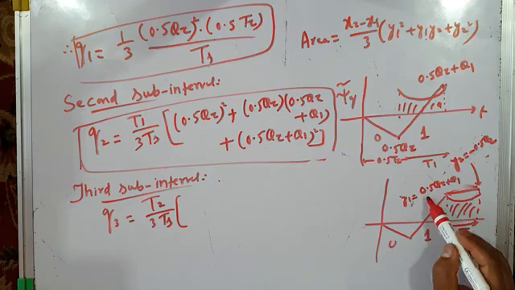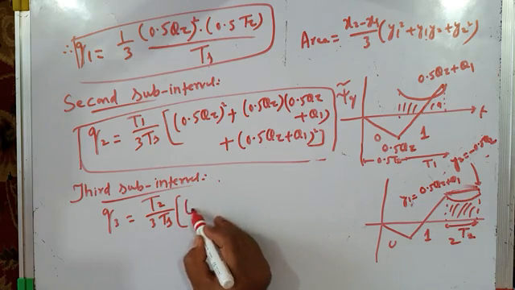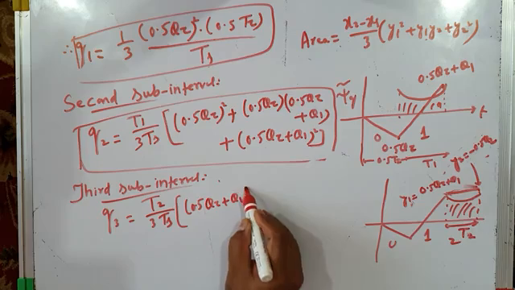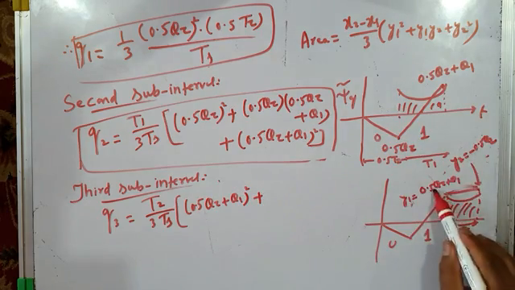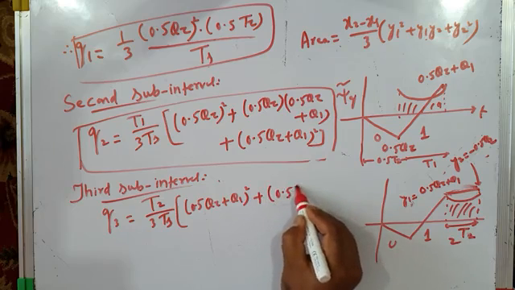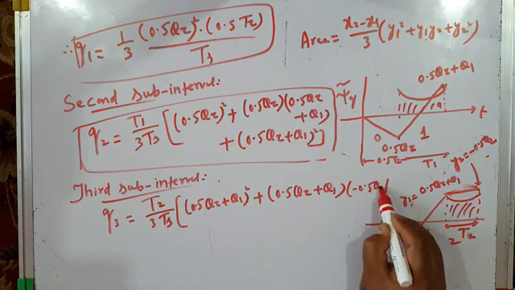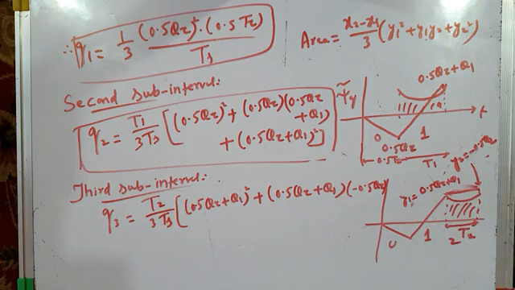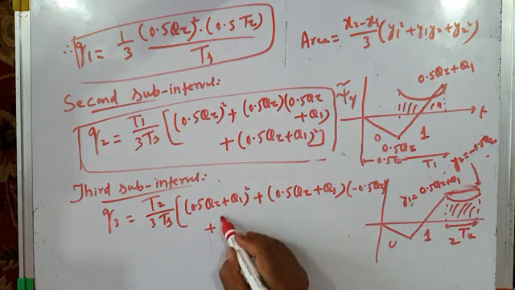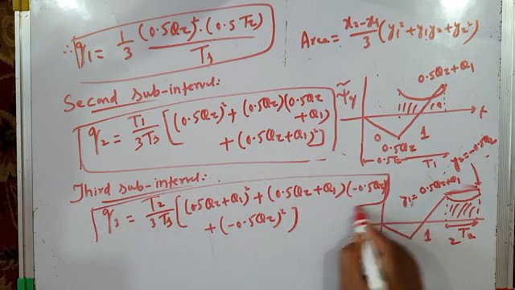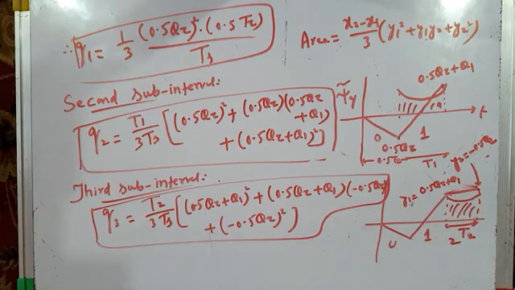Then y1 square. What is your y1? y1 is 0.5 qz plus q1. So, 0.5 qz plus q1 whole square plus y1 y2. y1 is this and y2 is this. That is 0.5 qz plus q1 into y2. y2 is minus 0.5 qz. Plus y2 square. y2 is again minus 0.5 qz whole square. That's it. This is the area under this parabola in subinterval 3.